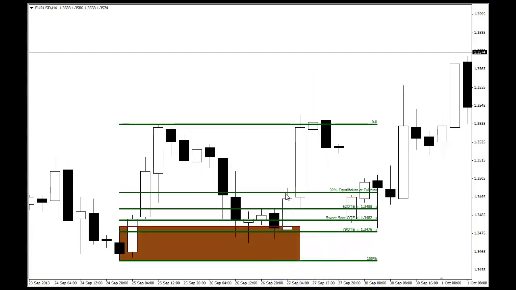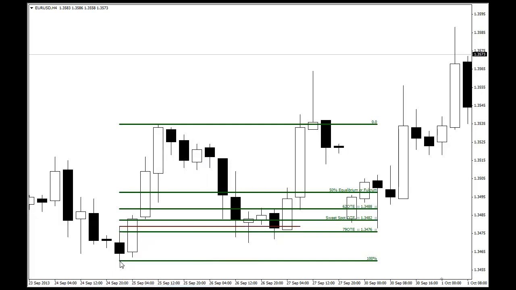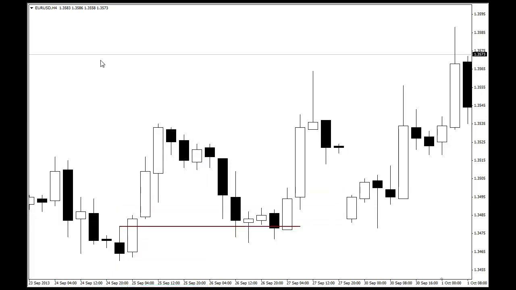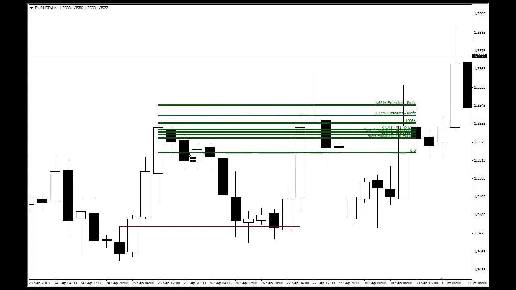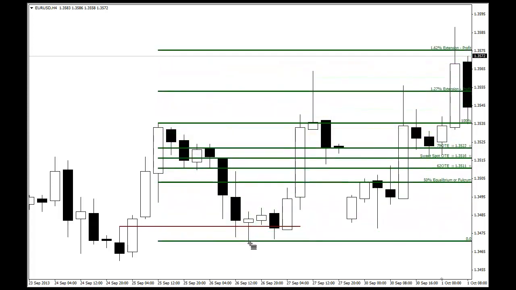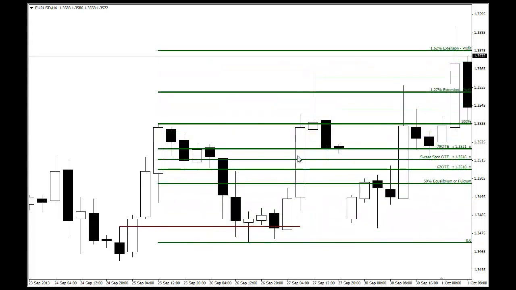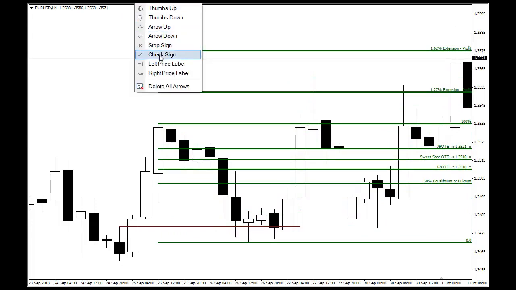And as price rallies up, before we even see it go beyond this point here, what you're doing is looking for your upside objectives. Because we're looking for upside objectives, you start with the high and you pull your fib down to the lowest low here. And here's your 127 and your 162 extension. And you can see that happened to be fulfilled.